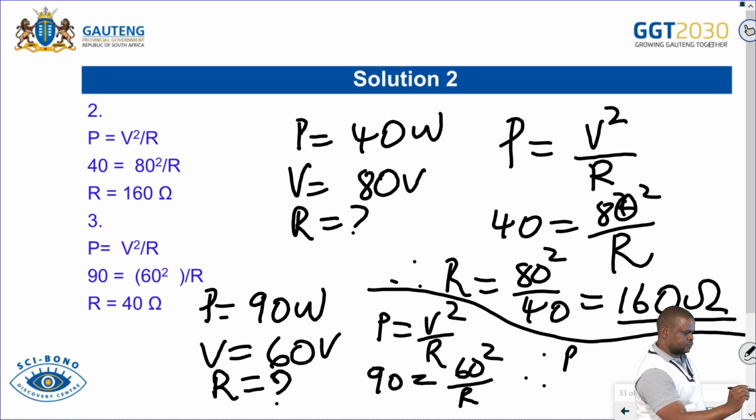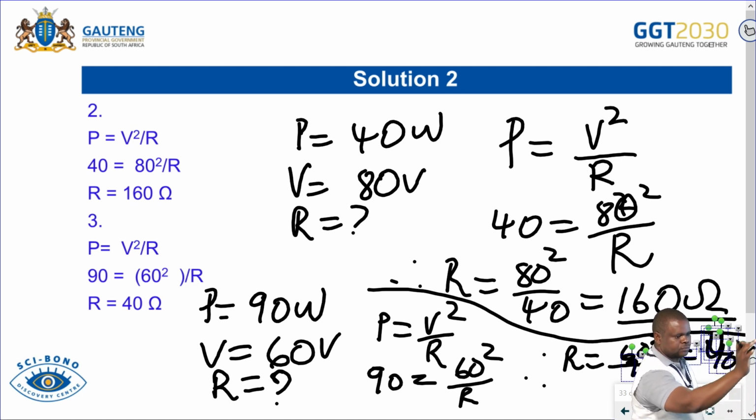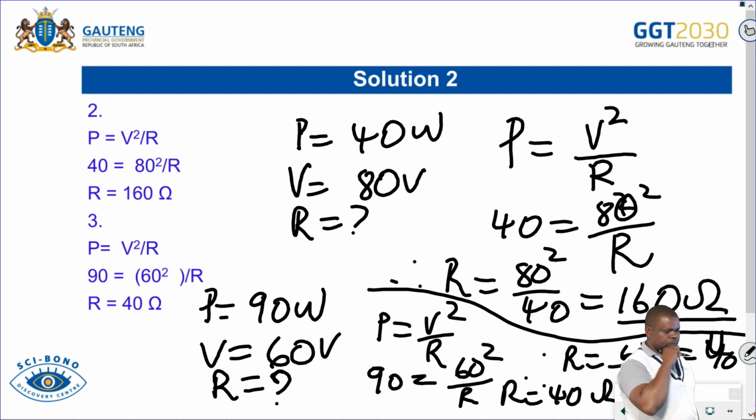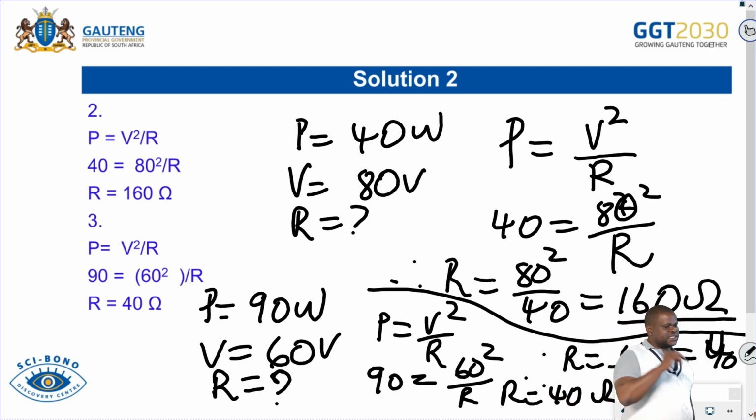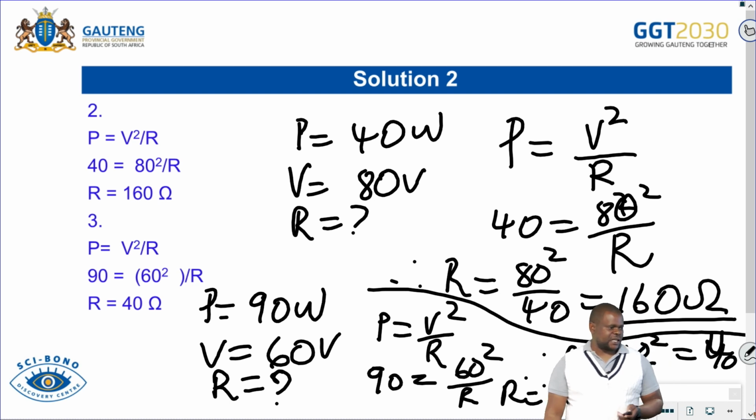Therefore, R equals 60 squared divided by 90, which gives us 40. R equals 40 ohms. Are we together? Remember, 60 multiplied by 60 gives you 3,600, and 3,600 divided by 90 gives you 40 ohms. The unit is very, very important.